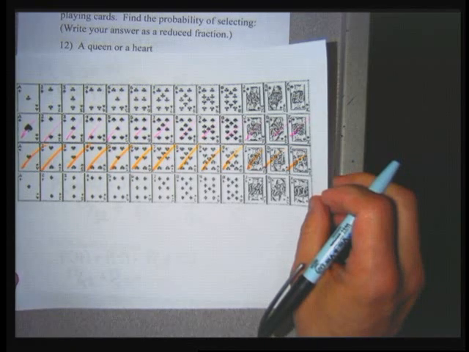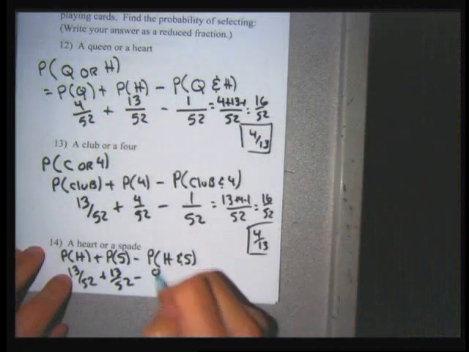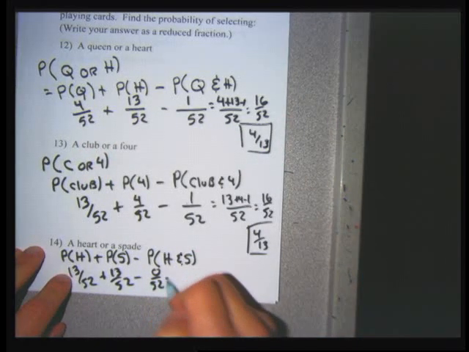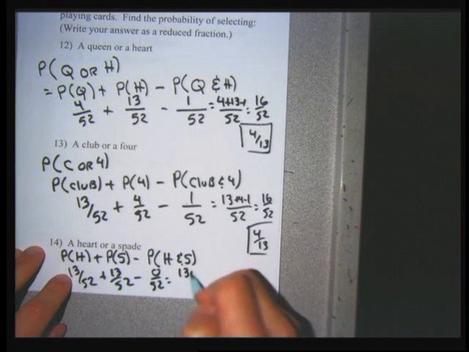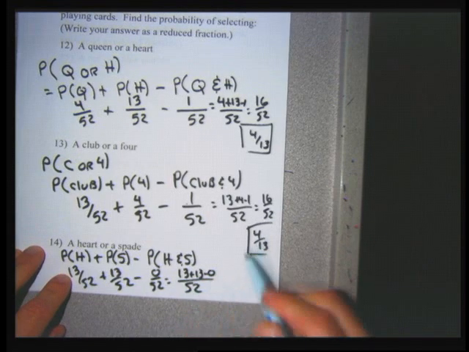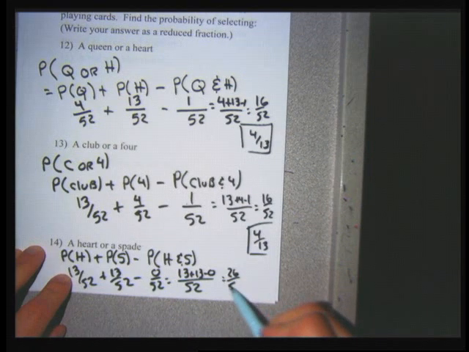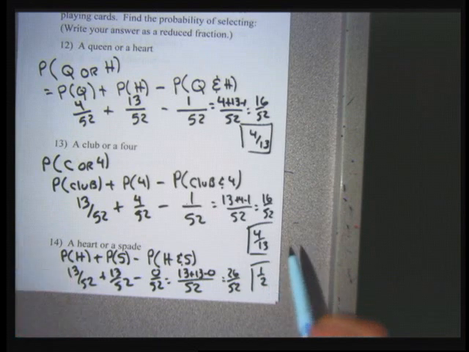So the next fraction is going to have a numerator of 0. So it's going to be less 0 over 52. So this is going to be 13 plus 13 minus 0 over 52. That's going to come out to be 26 over 52. And I can reduce that without my calculator. That's going to be 1/2 for the answer for 14.